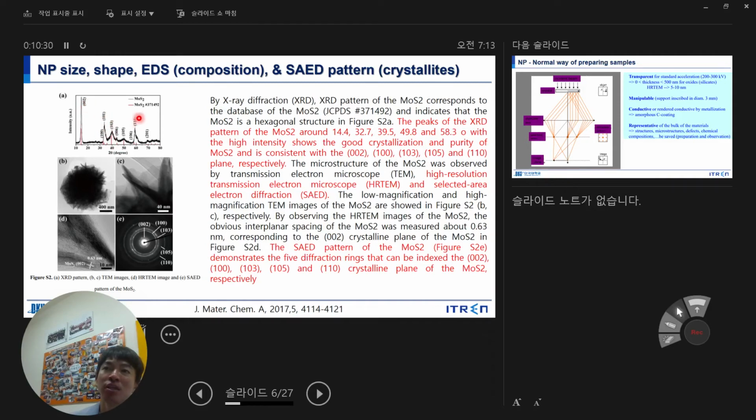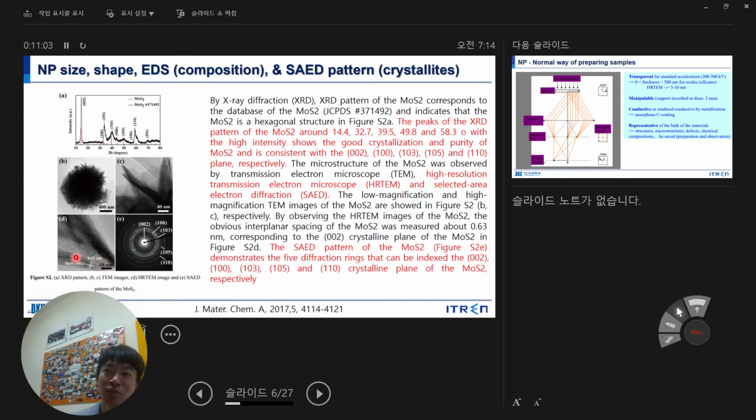And then they wanted to know the crystallinity. For this XRD, you need a huge amount of powder. But if you gather only a small amount, TEM is the best option. So you want to analyze these two different morphologies of the MoS2. And with high resolution TEM, you can also know their lattice spacing, which is about 0.3 nanometer.